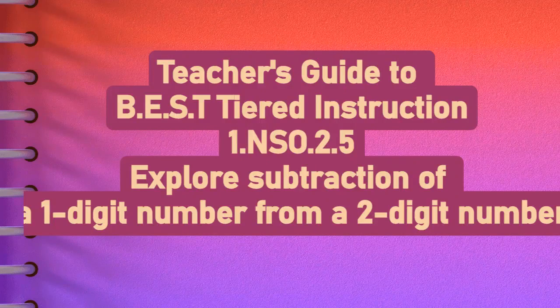This video will focus on first grade NSO Standard 2.5, which is exploring subtraction of a one-digit number from a two-digit number. It is important to note that in the previous grade level, students recited numbers to 100 forwards and backwards, as well as exploring addition and related subtraction facts from 0 to 10.